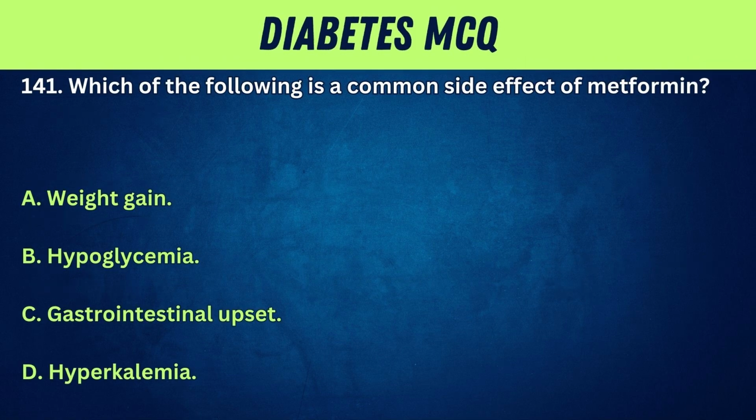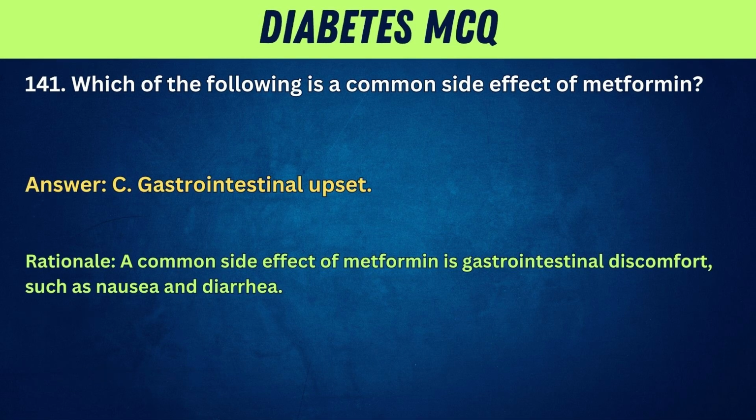141. Which of the following is a common side effect of metformin? A. Weight gain. B. Hypoglycemia. C. Gastrointestinal upset. D. Hyperkalemia. Answer: C. Gastrointestinal upset. Rationale: a common side effect of metformin is gastrointestinal discomfort, such as nausea and diarrhea.